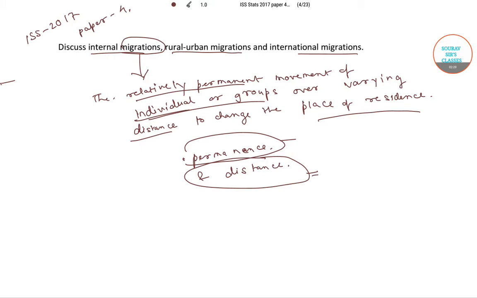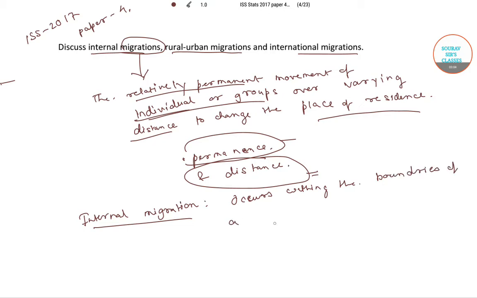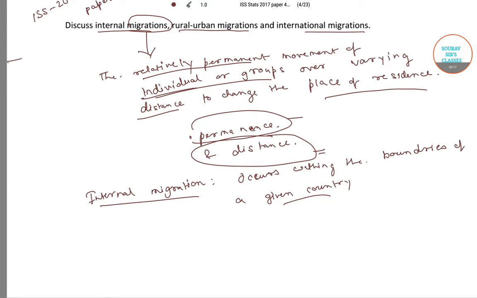Now, the first one is internal migration. Internal migration is a migration that occurs within the boundaries of a given country. So if this migration occurs within the boundaries of a given country, it is called internal migration.